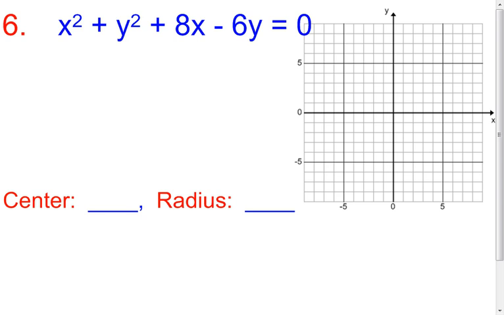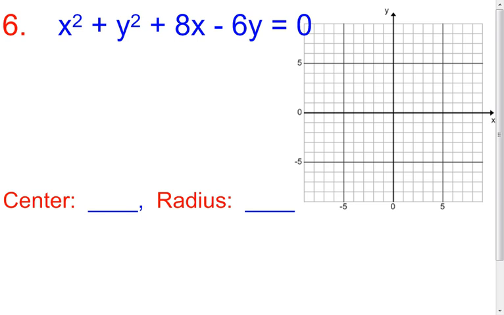Alright, this one is also the equation of a circle, but it is not in the format that we need to be able to pull the center and the radius out of it. So what we need to do is complete the square, and we need to complete the square with the x, and we need to complete the square with the y. Okay, so this is what you're going to do.